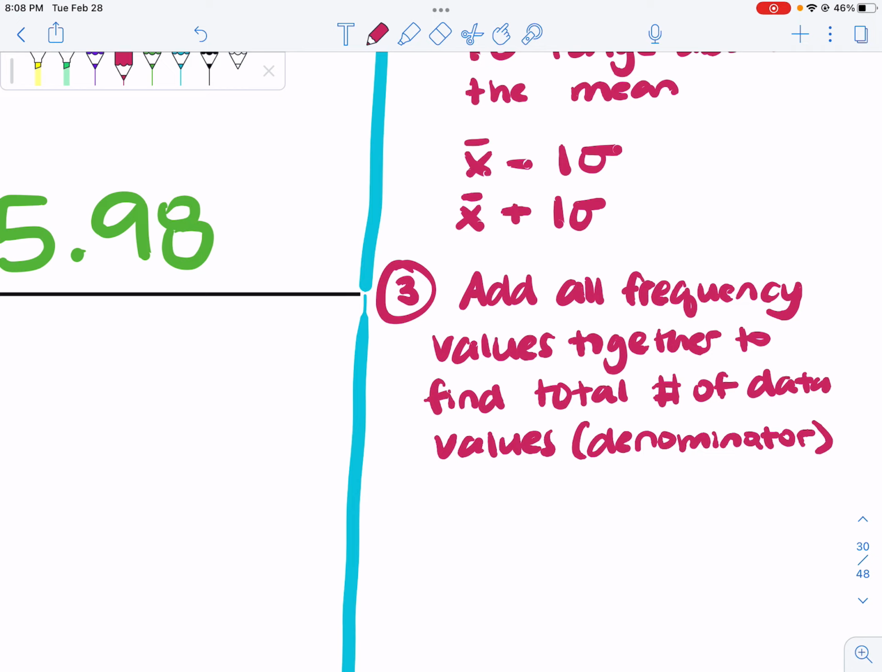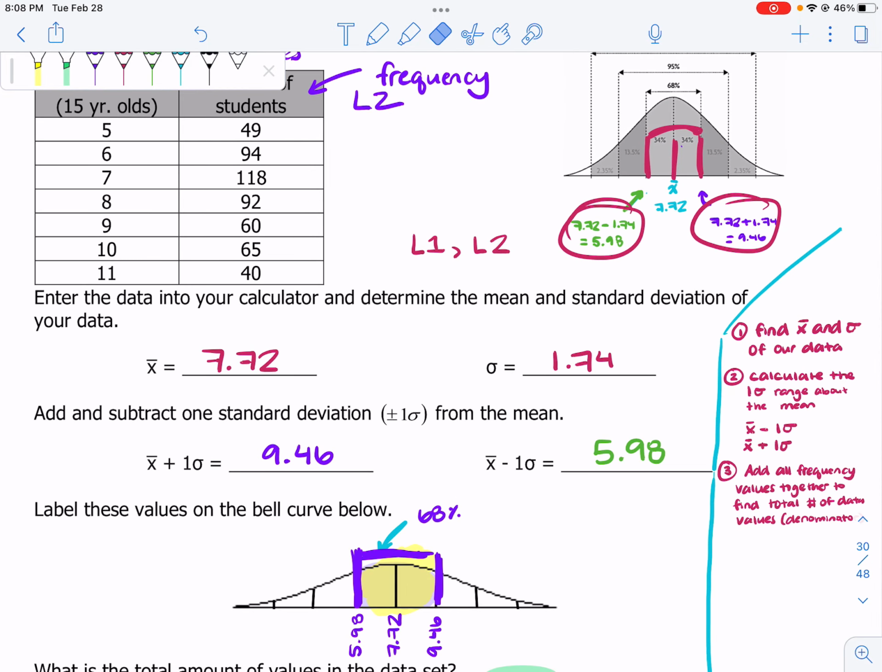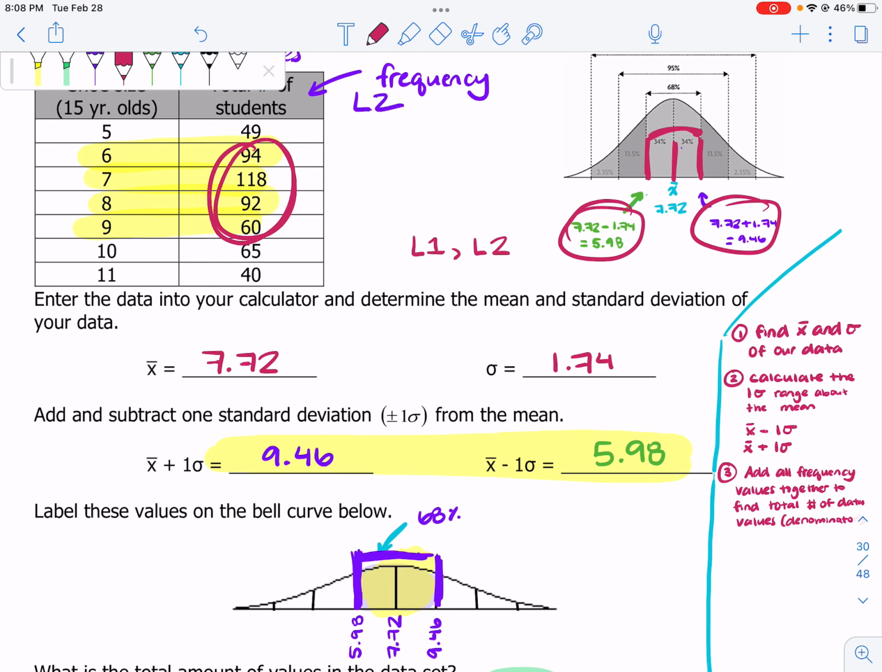Step 4, we have to find the numerator. So the numerator, remember, is calculated by, again, adding frequencies, but not necessarily adding all of them. Add all of the frequency values that have a data value within the range we calculated earlier. So for us, we said that the data values had to fall between 5.98 and 9.46, and that was when you had a shoe size of 6, 7, 8, or 9. But we add the frequencies together.